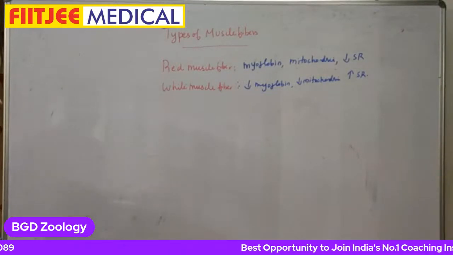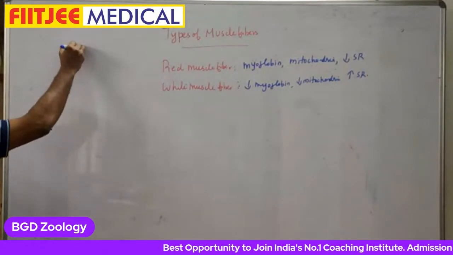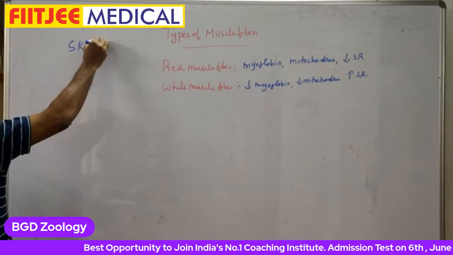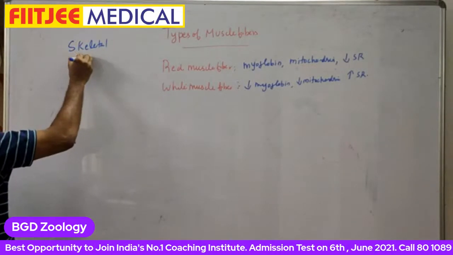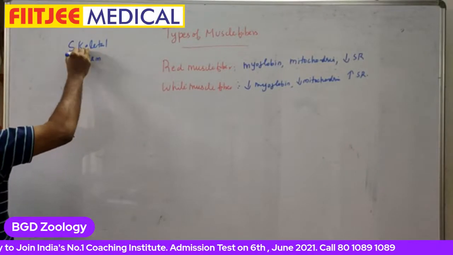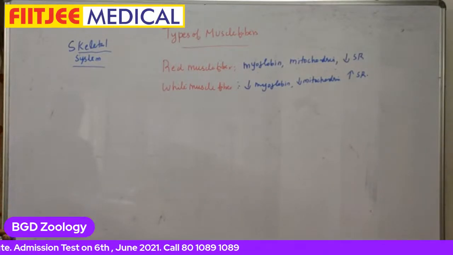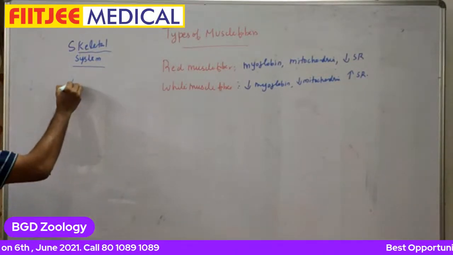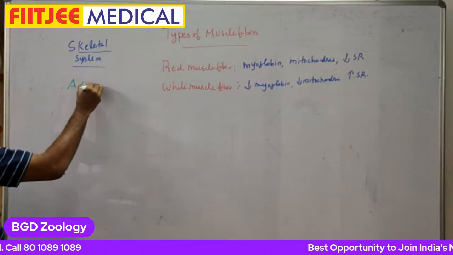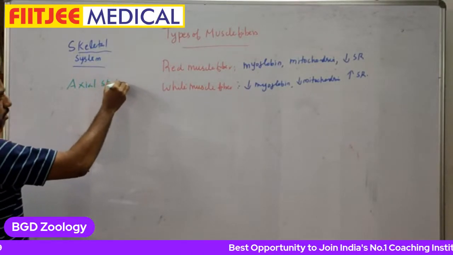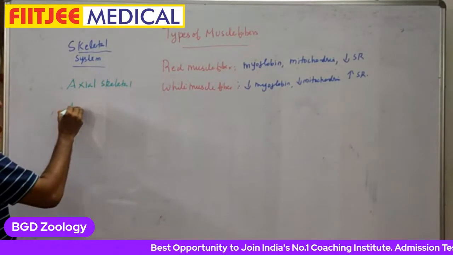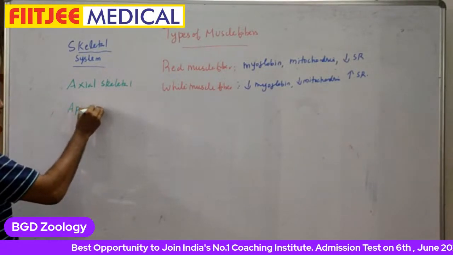Now, after that, while we are discussing the skeletal system, we have two types of skeletal system. One is called the axial skeletal system. The other one we call the appendicular skeletal system.